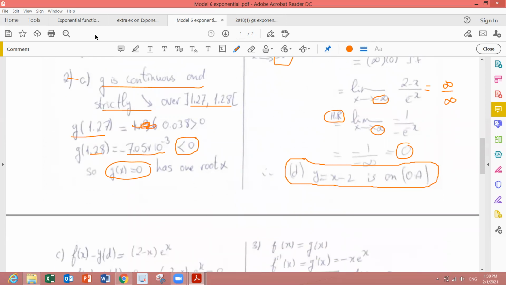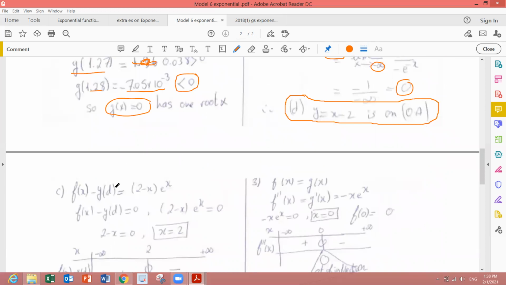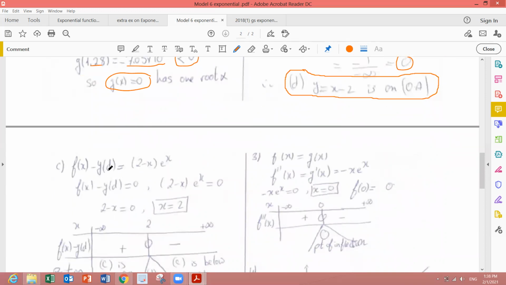Now, in part C, we need to study the position between C and D. To study the position between C and D, we study the sign of fx minus yd, which we found to be 2 minus x times e to the x. Since I don't know the sign of 2 minus x, we have to solve fx minus yd equal 0. Then 2 minus x equal to 0. Then x equals 2.